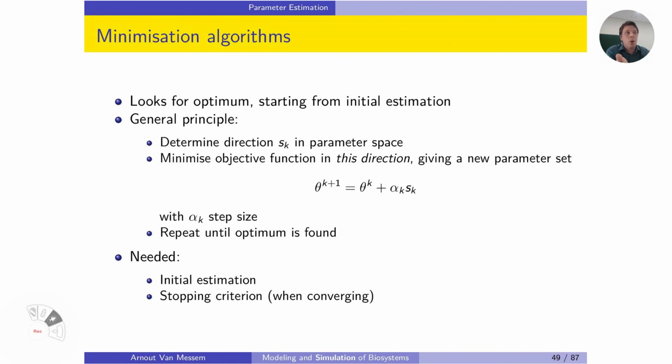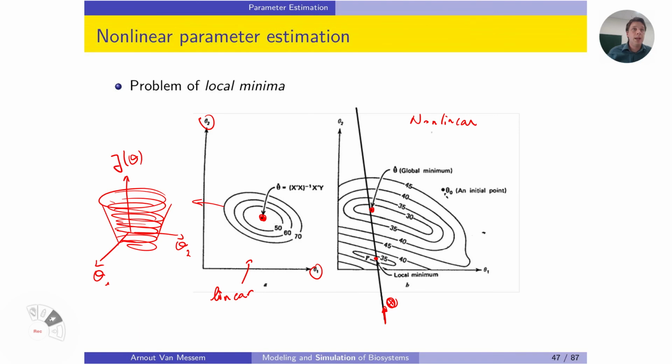The steps are always the same. So you look for the optimum, you start from the initial estimation. The initial estimation, as we said before, is important because it will help speed up or slow down your process. If you take a good first step or a good initial estimation, you can arrive very quickly at your optimal solution. If you take a bad one, it can be that you never arrive there.